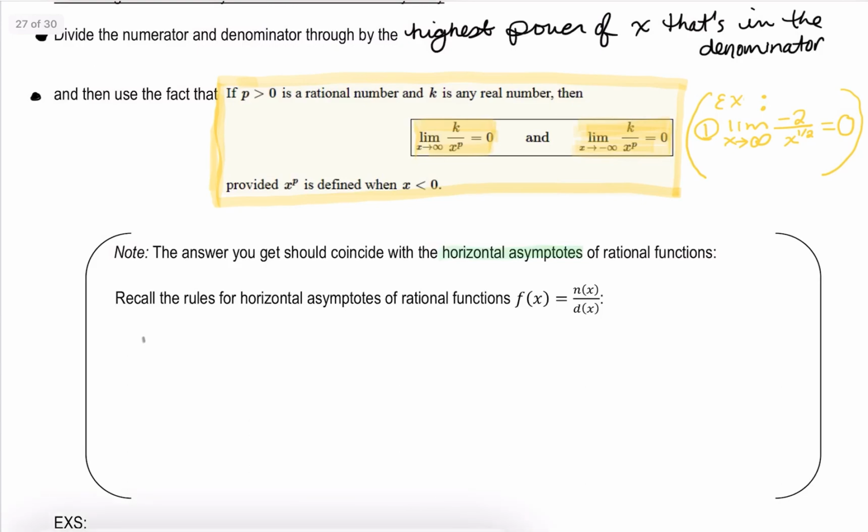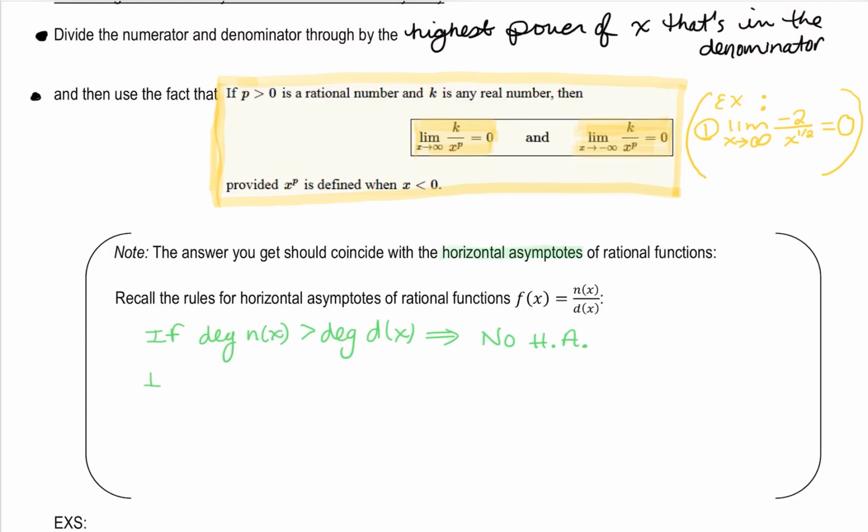So our first one says if the degree of your numerator is greater than the degree of your denominator, then there is no horizontal asymptote. I like to think of that as like x squared over 1. The parabola doesn't have a horizontal asymptote, or x over 1. A line doesn't have a horizontal asymptote.